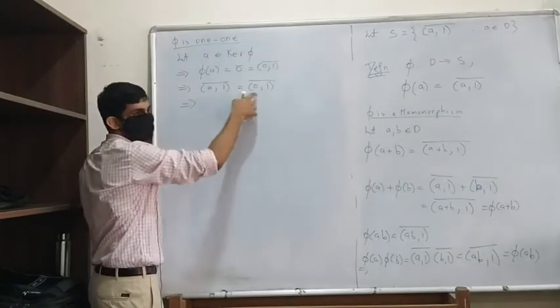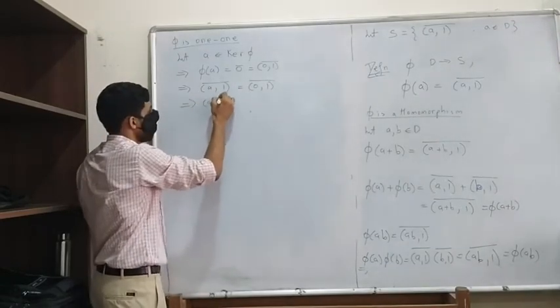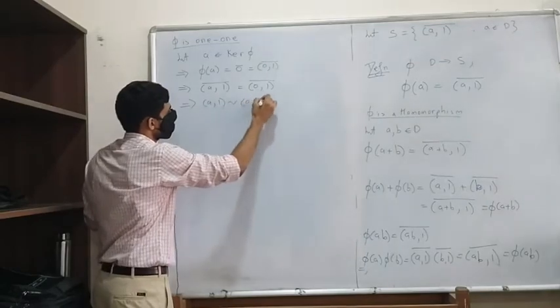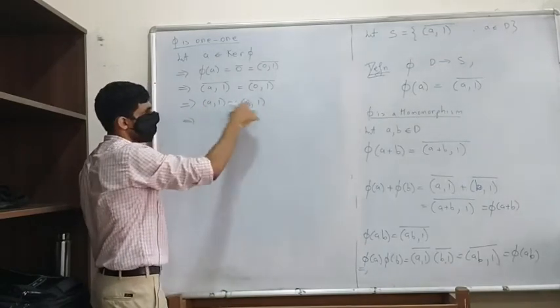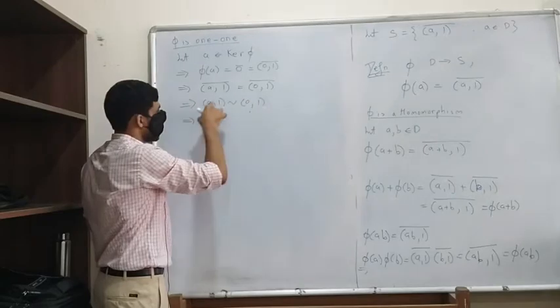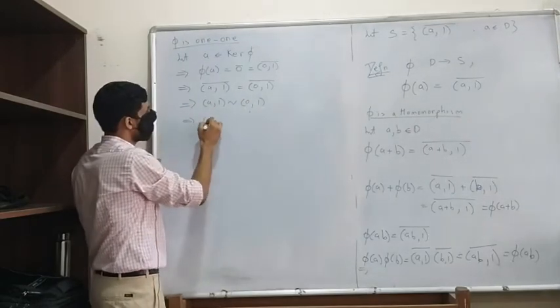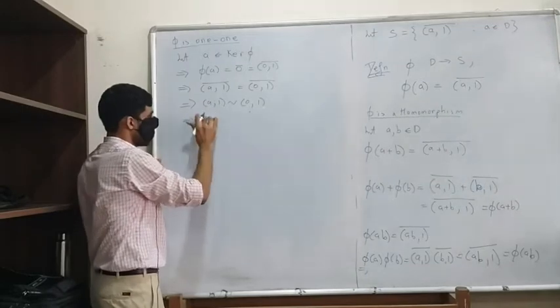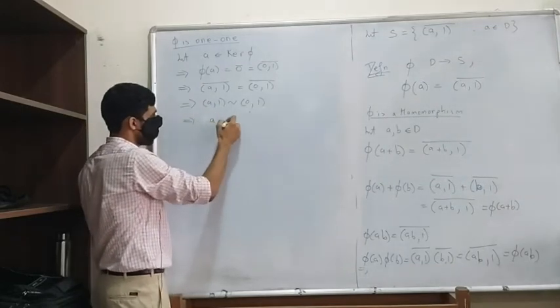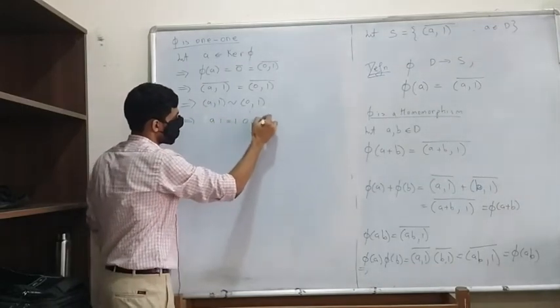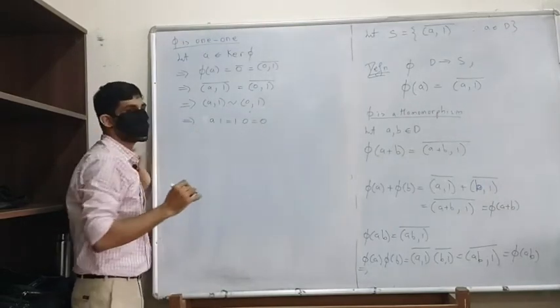These two are related, right? Their equivalence classes are the same, which means that they are related. When are they related? If A times 1 equals 1 times 0, which is 0. So this means that A has to be equal to 0.